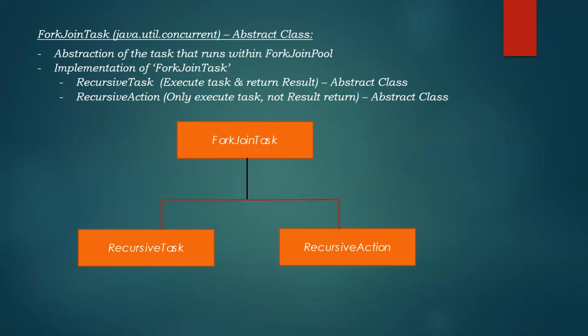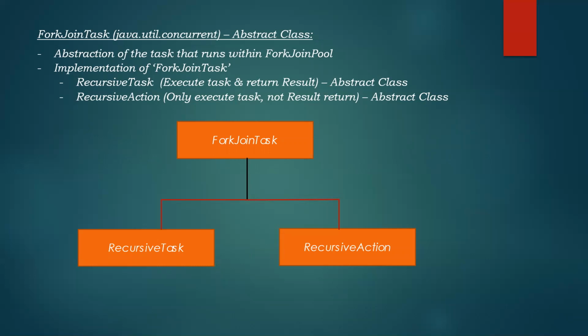Another important construct for ForkJoinPool is ForkJoinTask. ForkJoinTask is the task that is submitted to ForkJoinPool. ForkJoinTask is present in the java.util.concurrent package, and it is an abstract class. It has a couple of implementations: RecursiveTask and RecursiveAction.